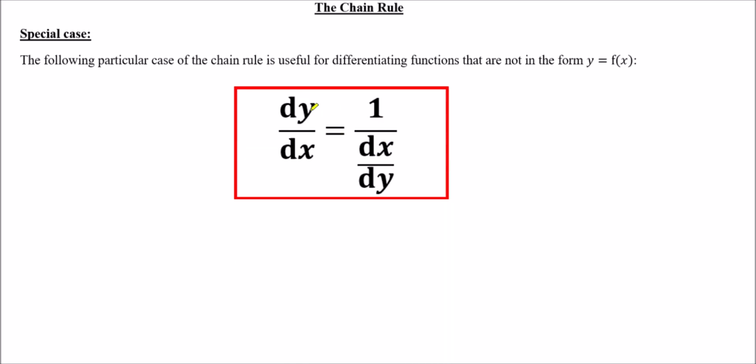So in other words, it's a similar looking thing to GCSE fractions, although we can't actually say they work in the same way. These are limits, not fractions as such. But again, the link works to make the memory easier for us. So 1 over dx over dy is the same as dy by dx. So let's see how this can be useful.